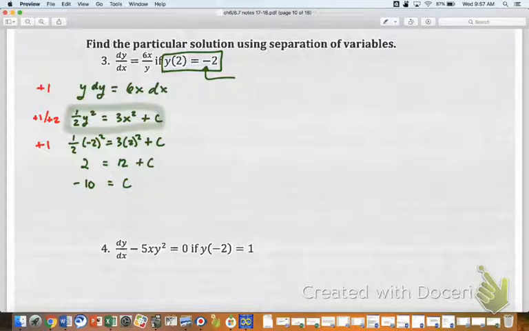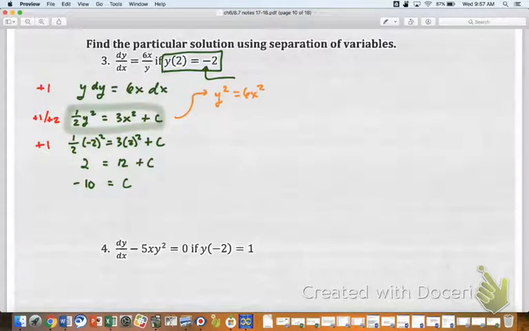Let's say you did everything that I did over there. You got c equals negative 10, feeling pretty good. And then you come back over here and you think, oh gosh, I need to solve for y. So then I multiply everything through by 2. And I say, hey, y squared equals 6x squared.